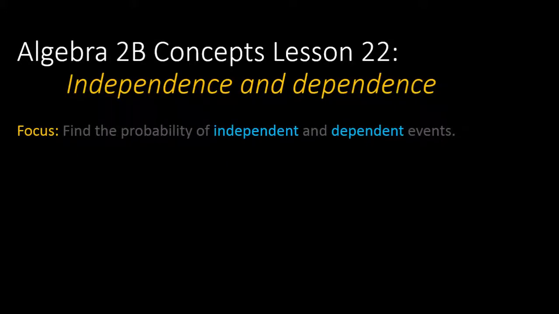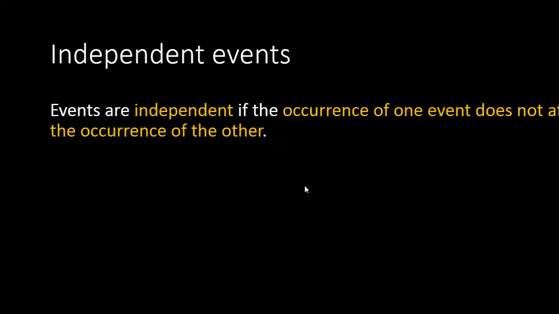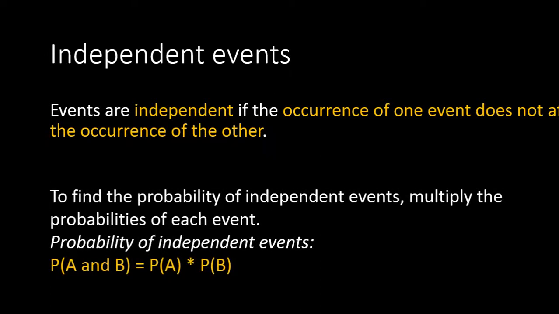Let's talk about independent and dependent events in reference to probability. Independent events are independent of each other, obviously, if the occurrence of one event does not affect the occurrence of the other. So outcome B does not depend on whether or not outcome A happened. To find the probability of independent events, we multiply the probabilities of each event. And we got into this a little bit in my last video.